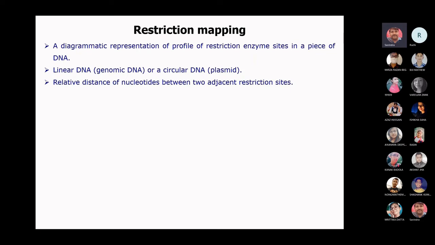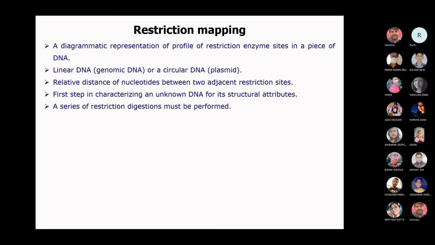You have a restriction enzyme, and a part of DNA, it may be circular or linear, and you know that this particular enzyme has two sites or three sites on this part. So how far those sites are from each other, you can calculate and map those sites on that DNA fragment. And this is one of the very basic studies by which you can explore the structural characteristics of an unknown DNA.